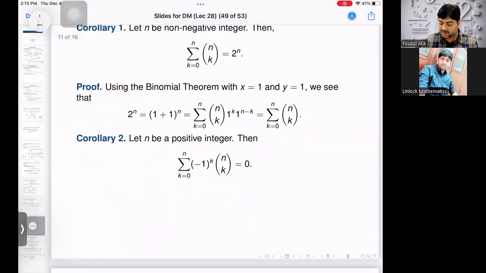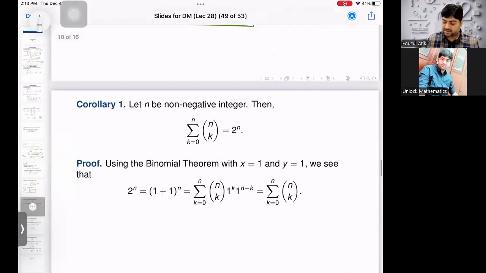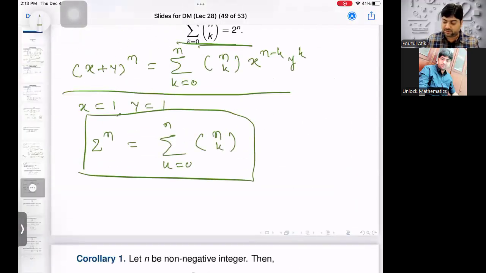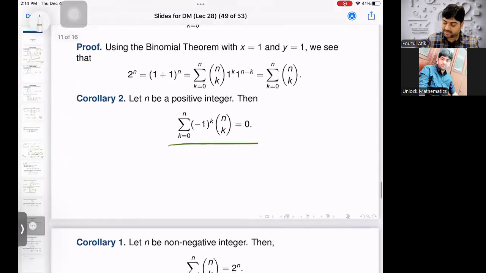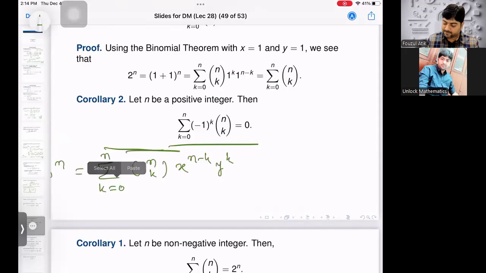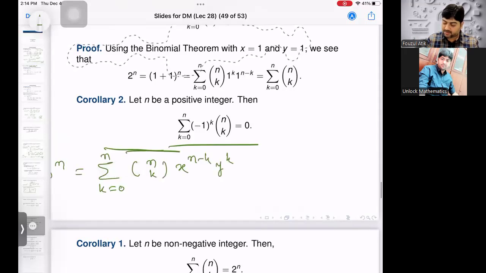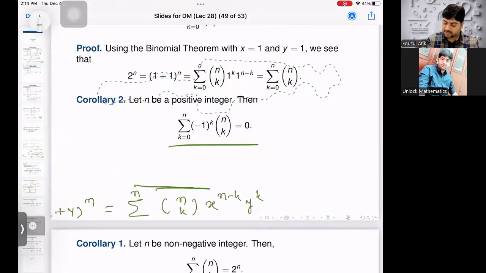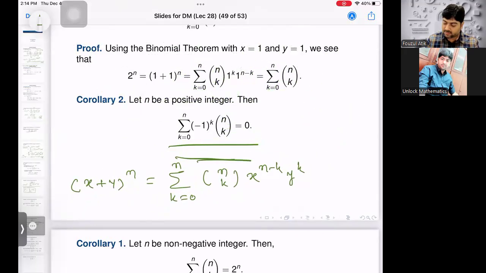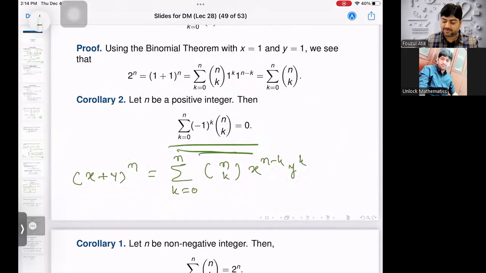What about this one? Can you prove this one? Again, we can easily do that. Just use the binomial theorem. So in the binomial theorem, we have this one. Now what value do I have to put? I'll just copy it and paste it here. So according to the binomial theorem, I have this value.